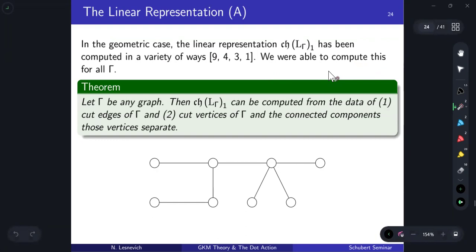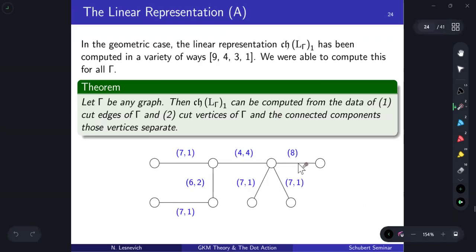We were able to do this for any graph, right? And so the big takeaway is that this first graded piece can be computed totally combinatorially from the data of cut edges and cut vertices and the separated components thereafter in the graph gamma. The formula itself is sort of technical. It requires some non-trivial structure theory, like the block cut diagram of a graph, but it's not so bad to show in an example, especially for a tree.